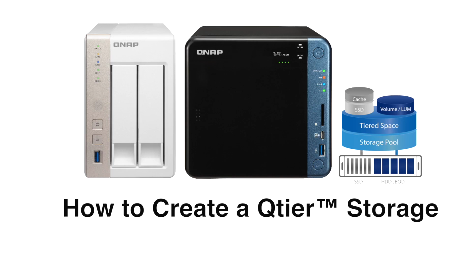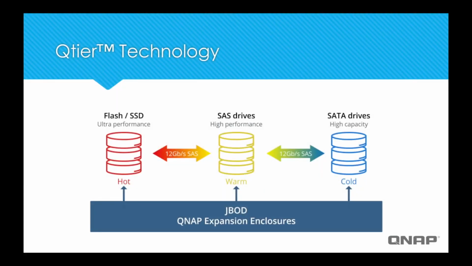Tiering with QNAP's Qtier can enable you to move frequently used data to faster drives while storing less used data on slower drives, giving you a more efficient storage space. Hot data that is most frequently used is moved to high-performance storage tiers, while the less used cold data is moved to larger, cheaper drives.